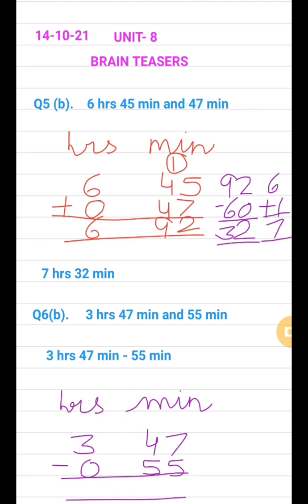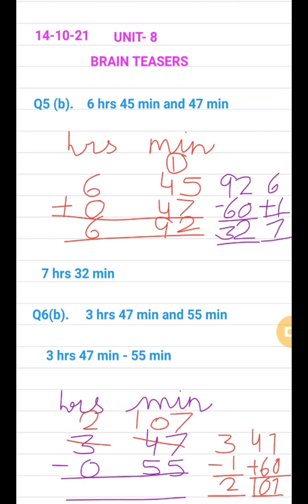So here we will write 3 minus 1. First of all we will subtract the number of hours, and then here we will add 47 plus 60. So it will become 107. So here the number of hours is 2, the number of minutes 107. So in place of 3 hours and 47 minutes we will use 2 hours 107 minutes. So we will cancel this 3, cancel this 47, and write here 2 and here 107. Now we'll do the subtraction.